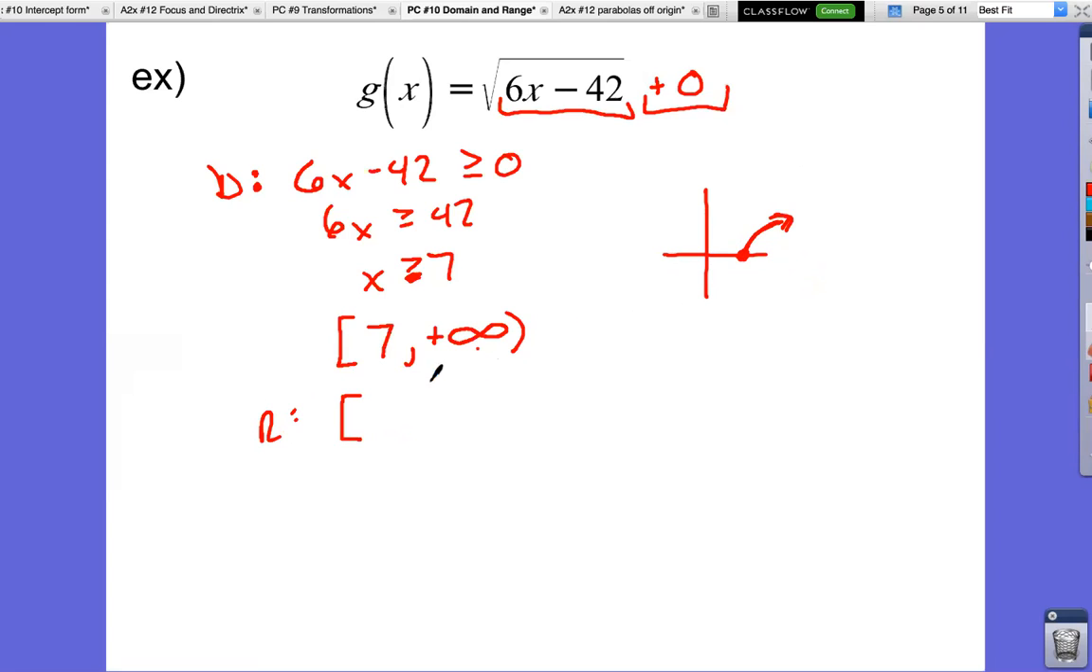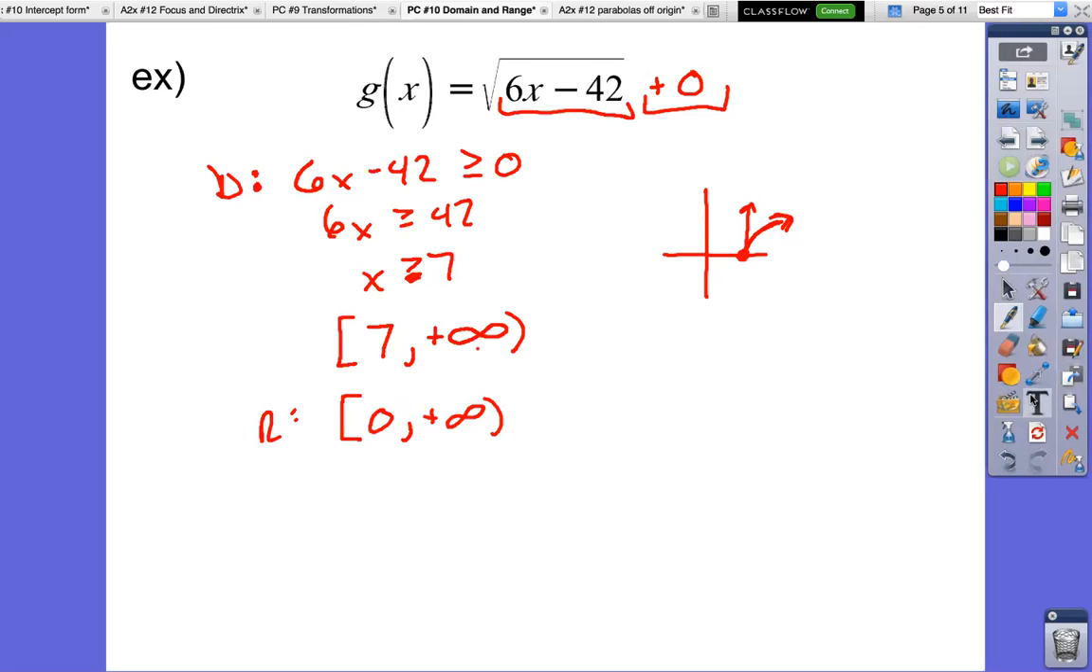So it has to be greater than or equal to 0. So the lowest it will be is 0, and again, it goes to positive infinity, from low to high to positive infinity. Any questions?